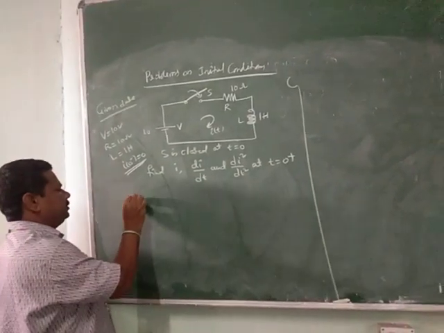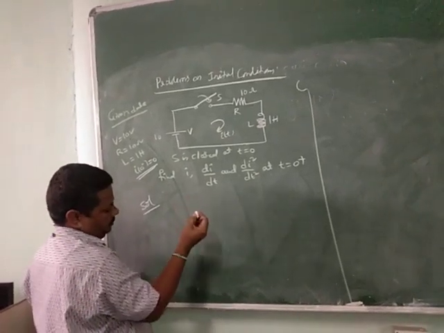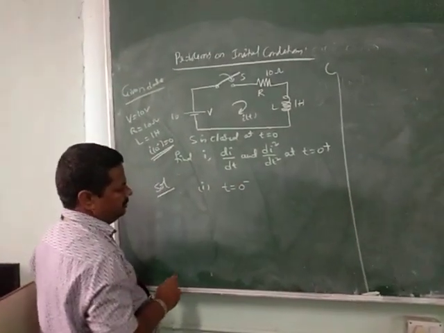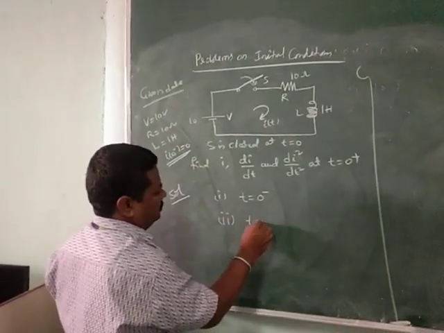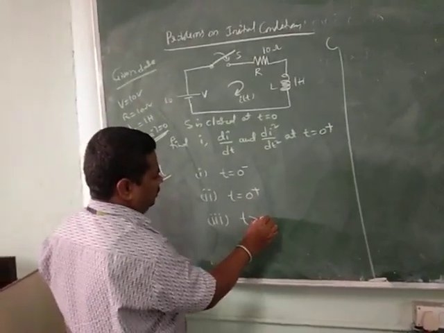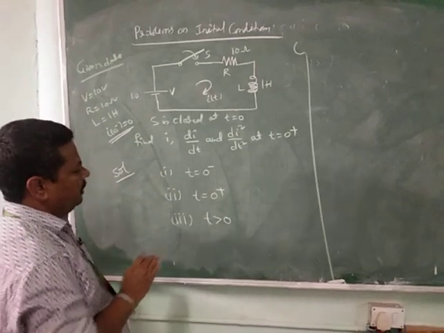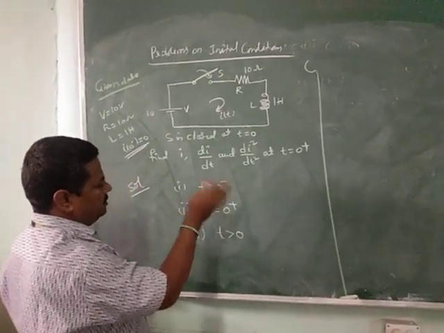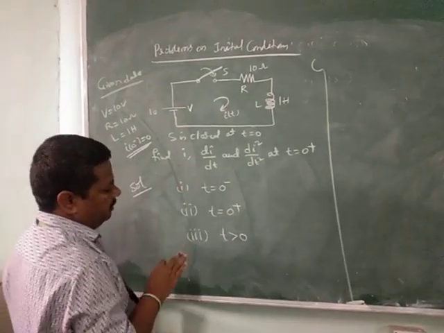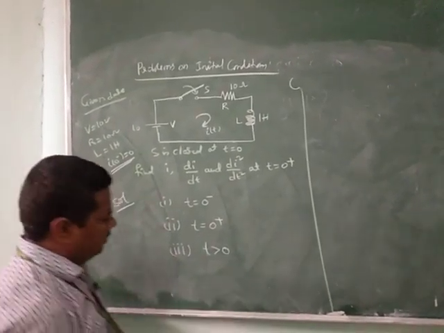Right, here the solution is, first of all, we have to draw the initial condition circuit diagram. The problem can be solved in three cases. First case is t is equal to 0 minus, second case is t is equal to 0 plus, and third case is t greater than 0. Consider the three cases. For t is equal to 0 minus, what is the equivalent circuit diagram? Then find the current. Similarly, for t is equal to 0 plus, draw the equivalent circuit diagram and find the current. Then the third one is t greater than 0: draw the equivalent circuit diagram and find the required parameters given in the problem.